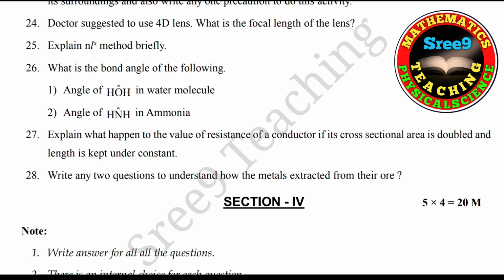Now the 27th question. Explain what happens to the value of resistance of a conductor if its cross-sectional area is doubled and length is kept constant. Here the area of cross-section is increased, that is doubled, and the length is not changed. Now what happens to the resistance? We have to write the answer. Now the 28th: write any two questions to understand how metals are extracted from their ore. Now for all these questions we will see the answers.